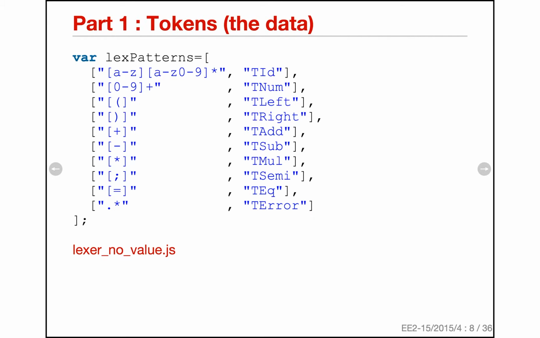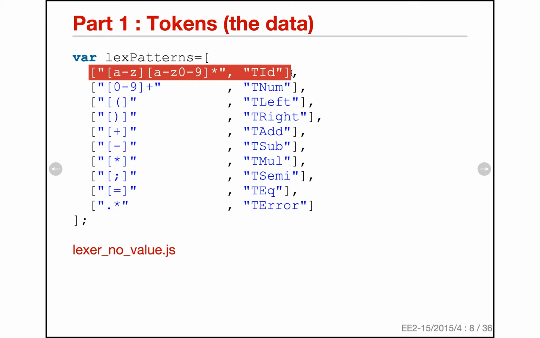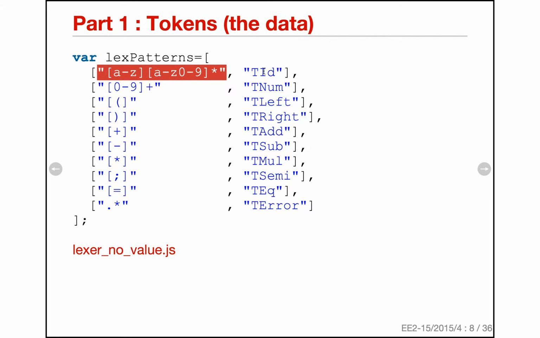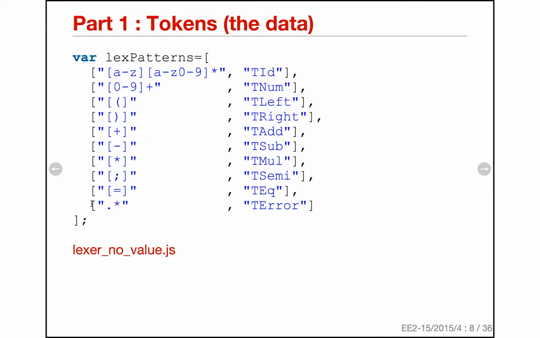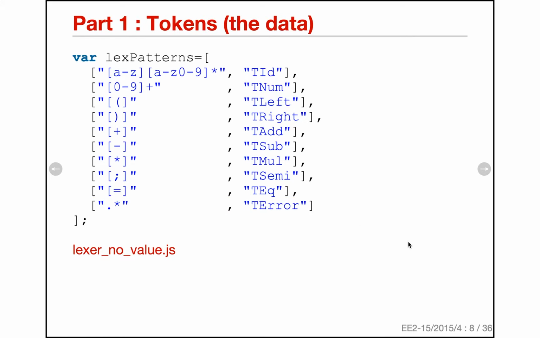Here is exactly the same information, except now I've actually done it as a data structure. This is done in JavaScript, so I have this overarching list, and within this I have lots and lots of these pairs. Each pair is a regular expression and the kind of token it matches to. This is just following my mapping here. At the end I have this thing T error, which is saying that anything else that you see is actually an error. So this is just a data structure representing my tokens.